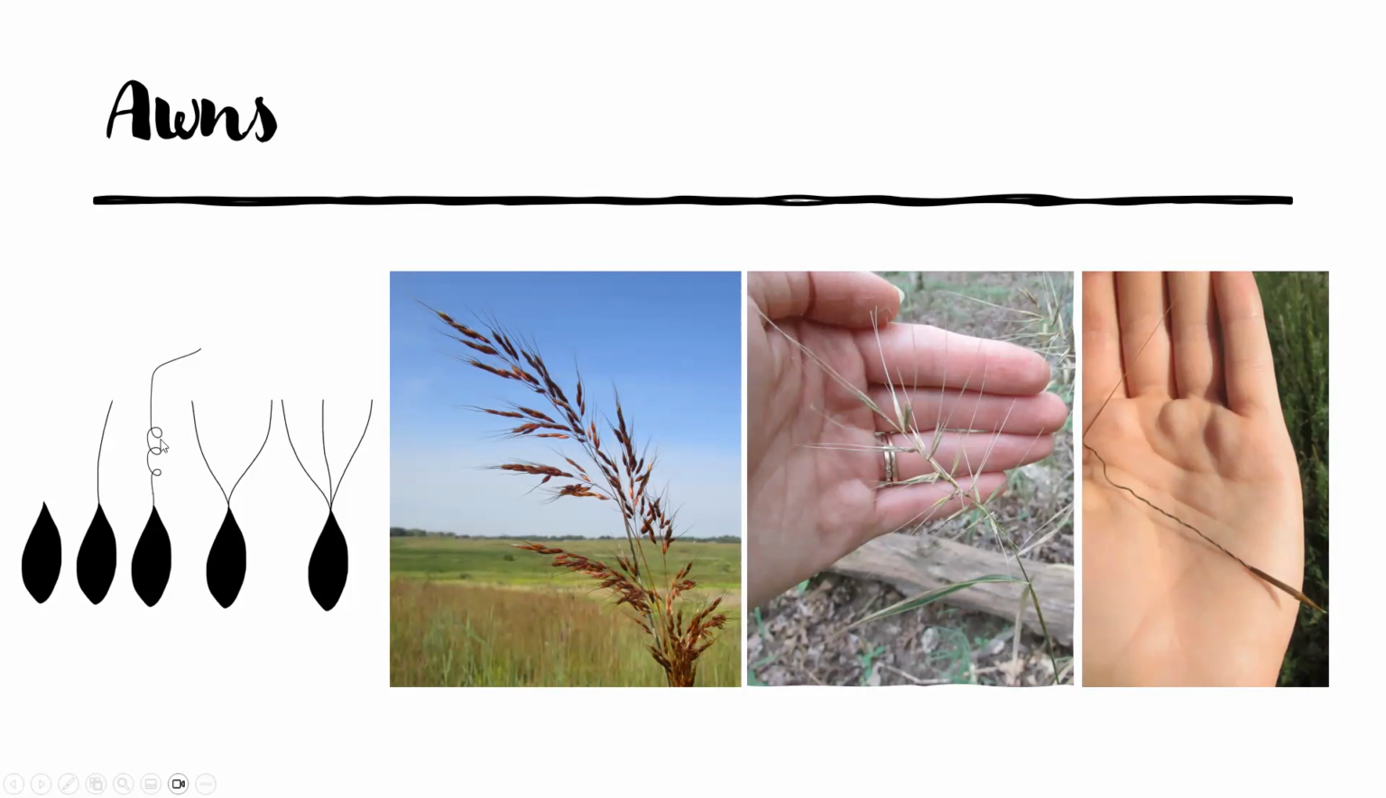And then this one over here that's twisted is this one right here. This is from a porcupine grass. Really cool awn that twists as it dries, and it helps drill that seed down into the soil. Very cool adaptation.